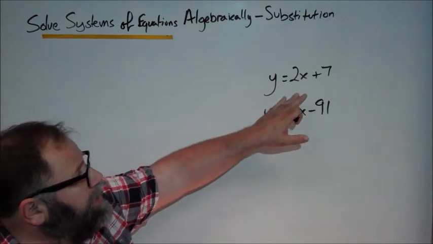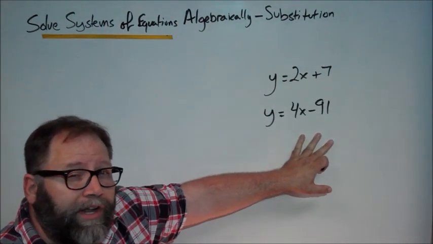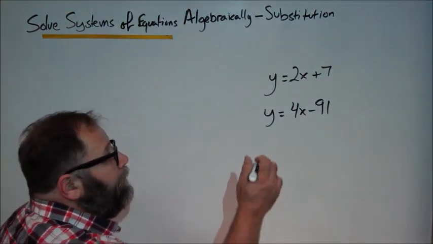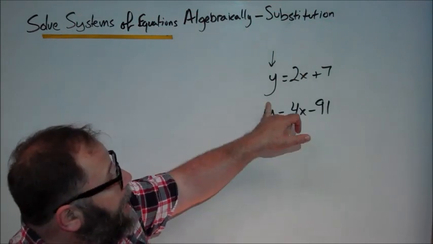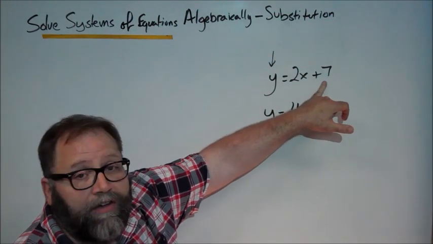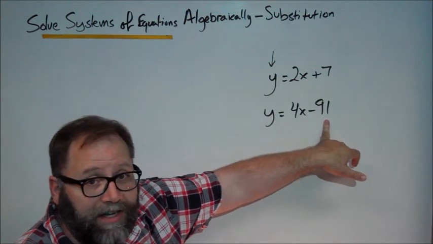understand that when we look at equations like this and this, what have we solved for here? We've solved for y. We have a solution there for y. This says y is 2x plus 7. This also says y is 4x minus 91.